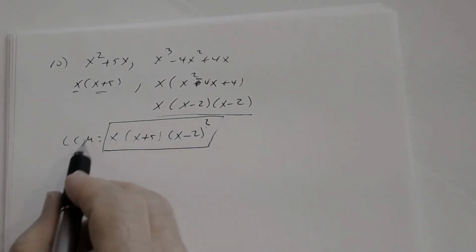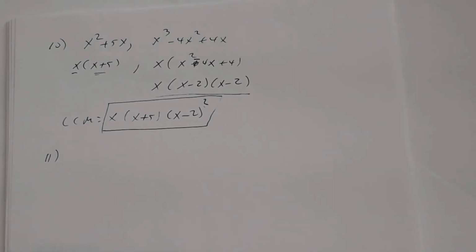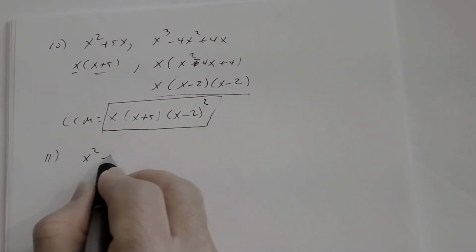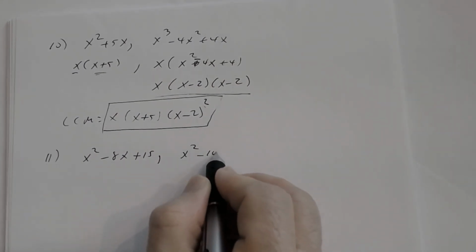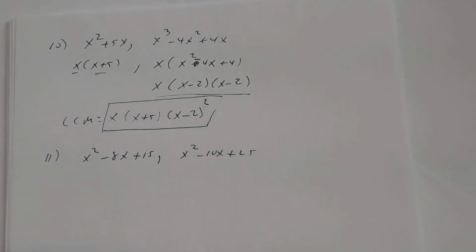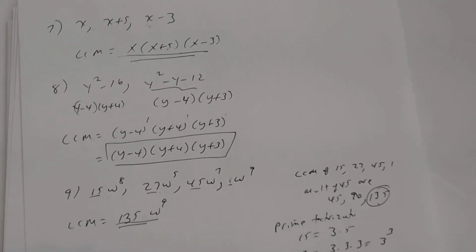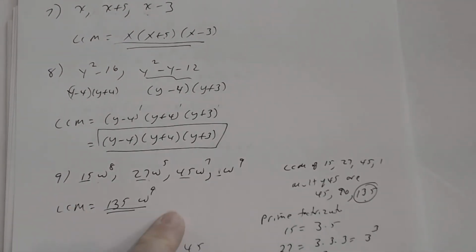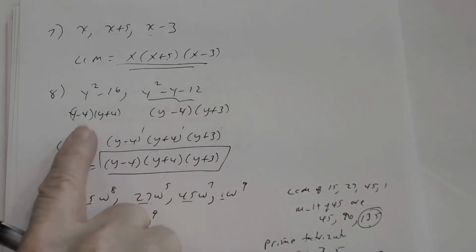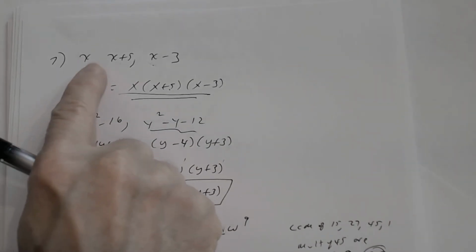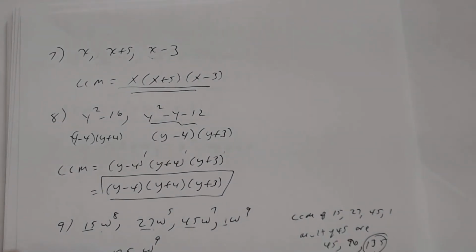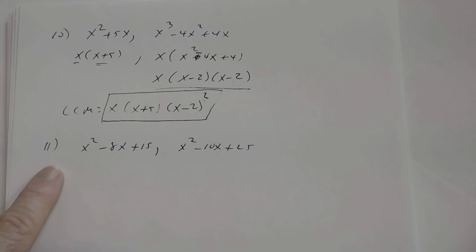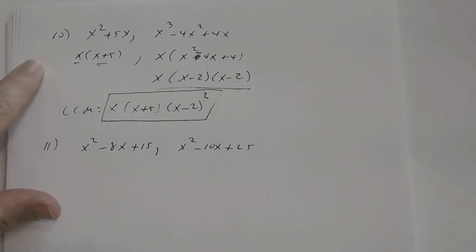Okay? Number 11. Number 11, I have x squared minus 8x plus 15, comma, x squared minus 10x plus 25. So I have these two polynomials. Now remember, whenever you're dealing with monomials, those are easy to deal with. When you're dealing with polynomials, you got to do what to those first? You got to factor. See, these are already factored. So that was easy. I couldn't factor any further. But number 8, I could. And in number 11, I could. And number 10, I could.